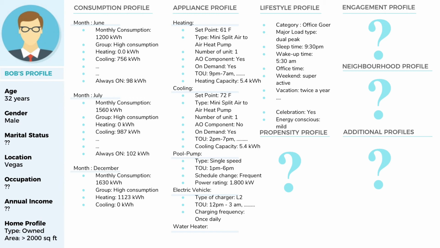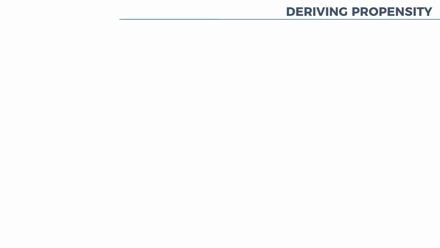Now, I'll just explain one more, because I think I'm going much deeper into it. So let's see how the propensity profile can be filled for Mr. Bob. And then all the other things, I'll just say, the other profiles can be created in a similar way. So deriving propensity. So what is propensity? Propensity is the probability to buy certain things.